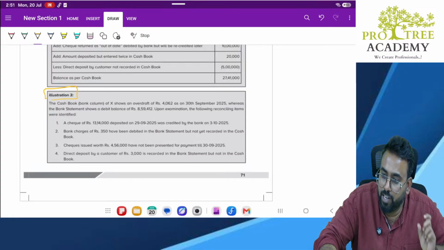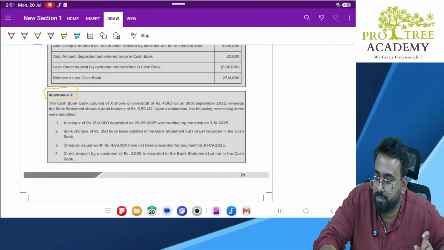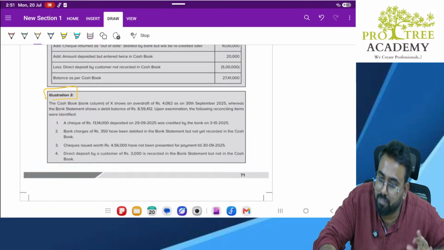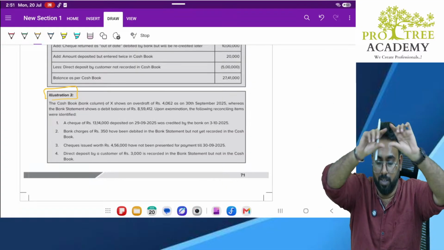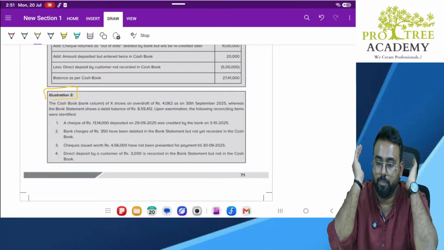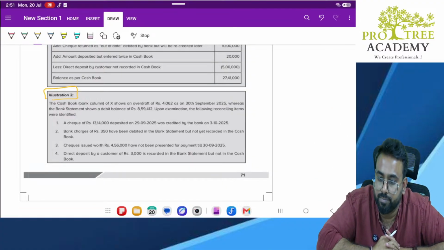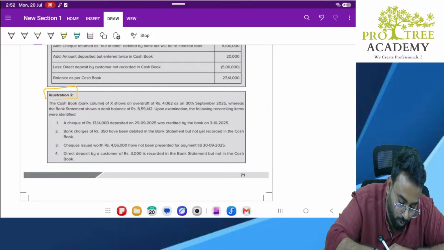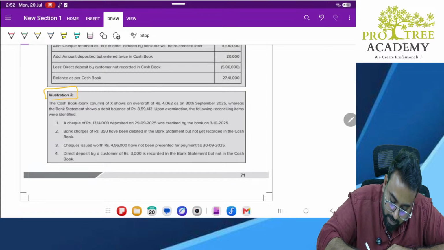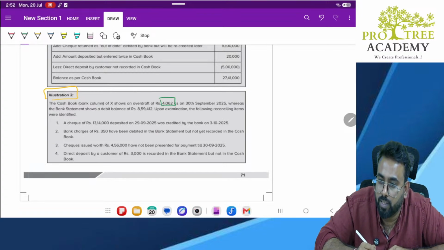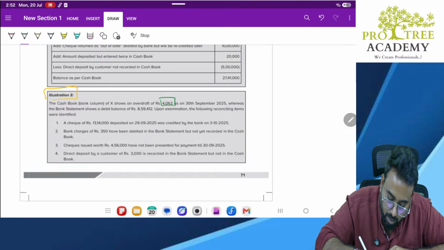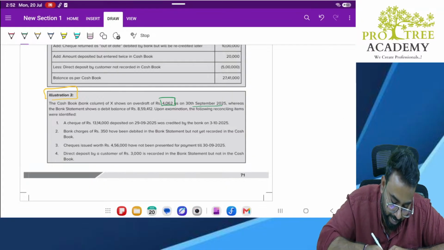Now here they are using the word overdraft. So always remember, when there is a word overdraft, the opening balance, I mean the beginning balance, will come in the brackets. A cash book of X shows an overdraft of 4,062, as on 30th September 2025, whereas the bank statement shows a debit balance of 8,59,000.